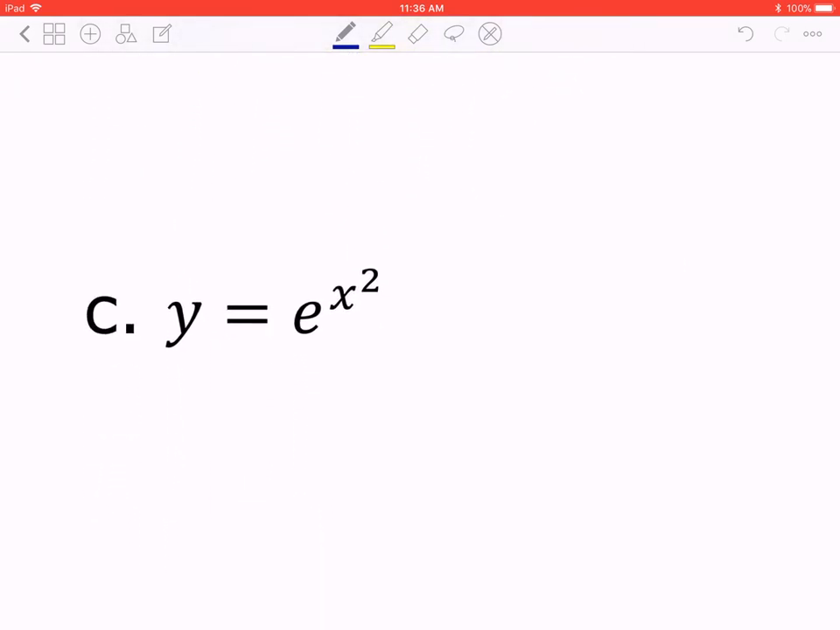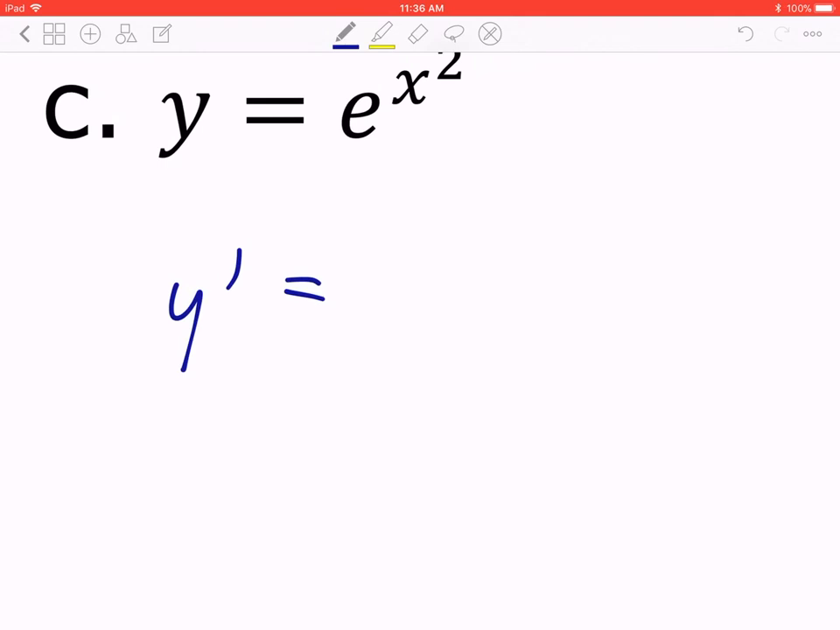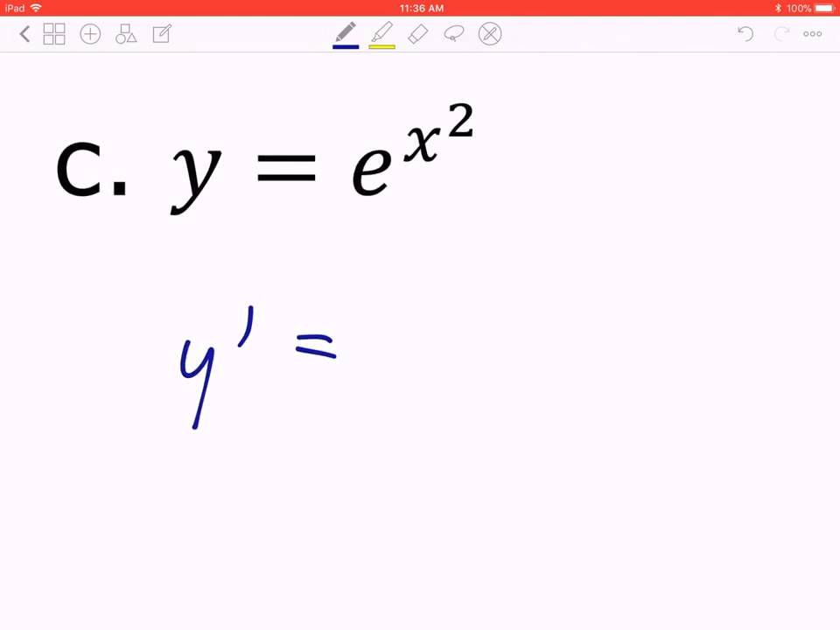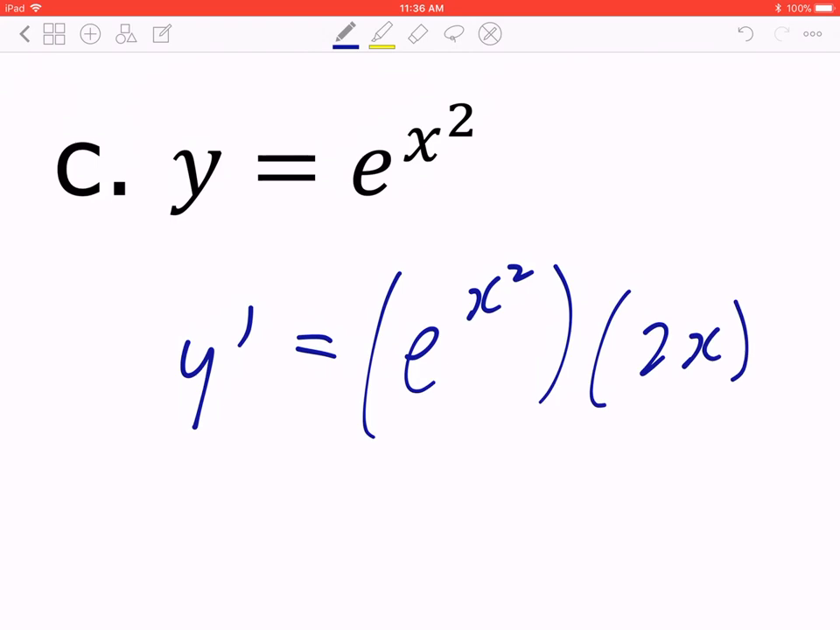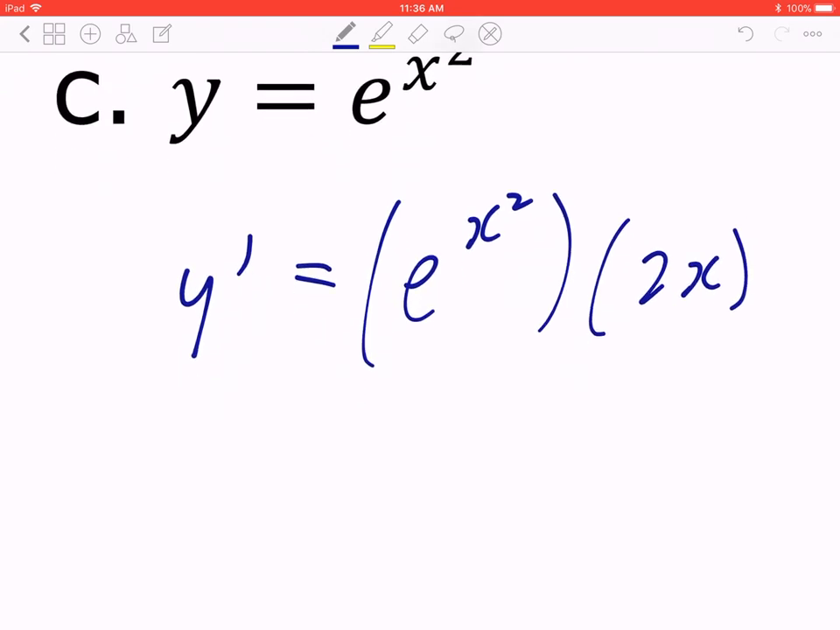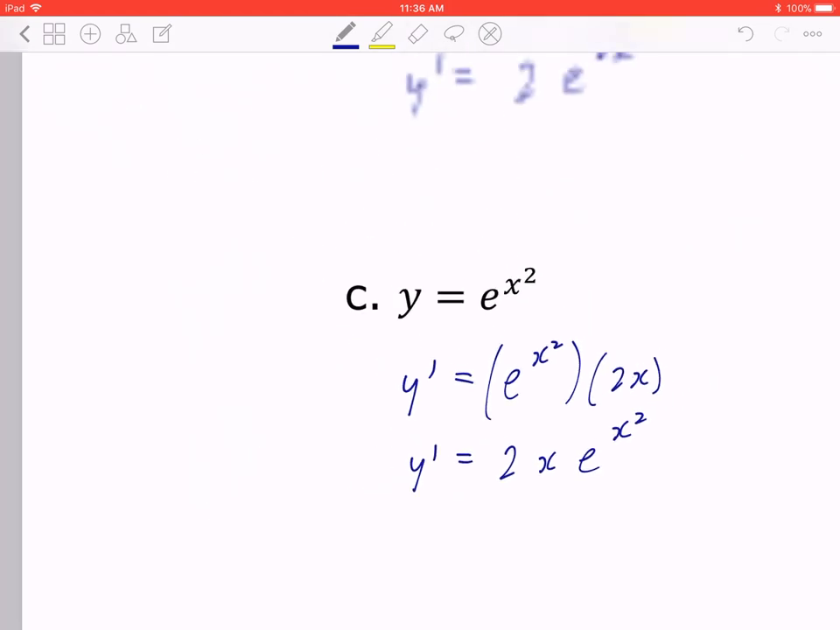1c, y equals e to the power of x squared. Again, y prime equals e to the power of x squared. That's step 1. Step 2, you multiply by the derivative of the exponent, which is 2x. Again, if you express this with the coefficient at the front, the final answer is going to be 2x times e to the power of x squared.